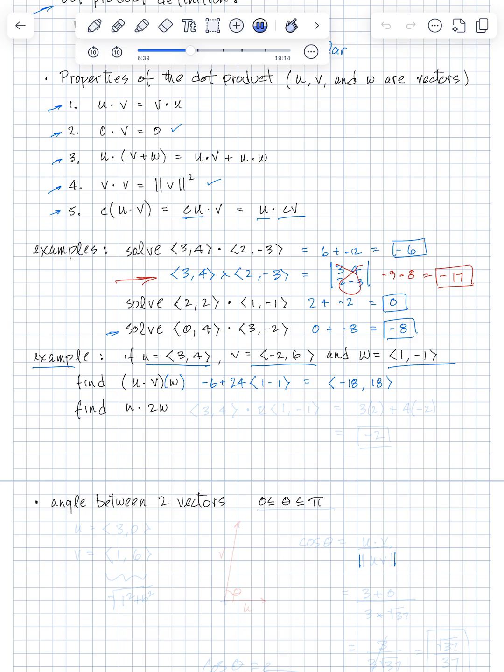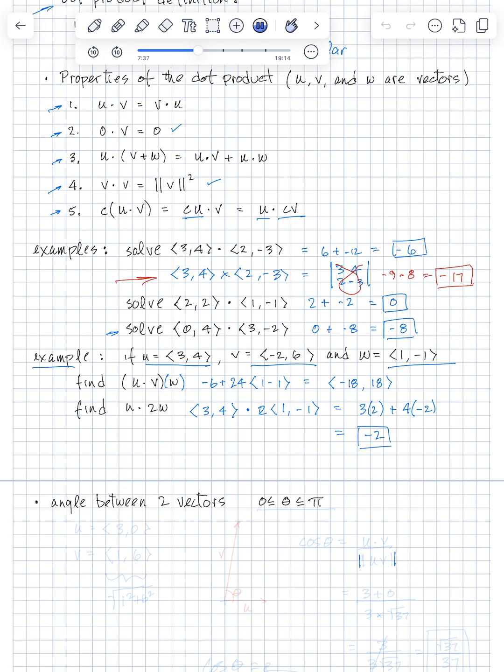Now, last one, U dot 2W. So we'll write U, which is 3, 4. And we want to dot that with 2 times W, where W is 1, negative 1. So this is 3 times 2 times 1, so that's 3 times 2, plus 4 times negative 2. So that's equal to 6 minus 8, so that's negative 2.